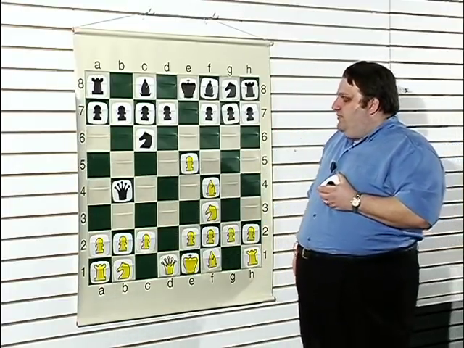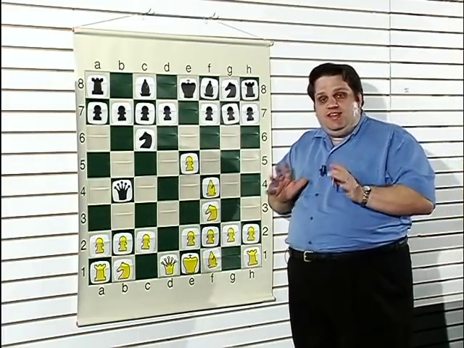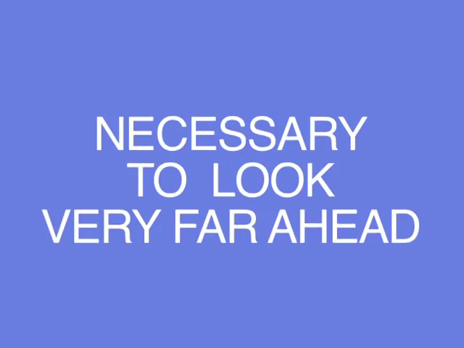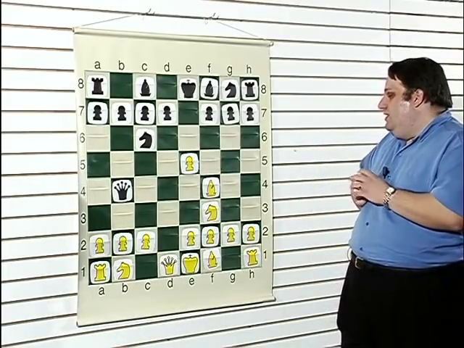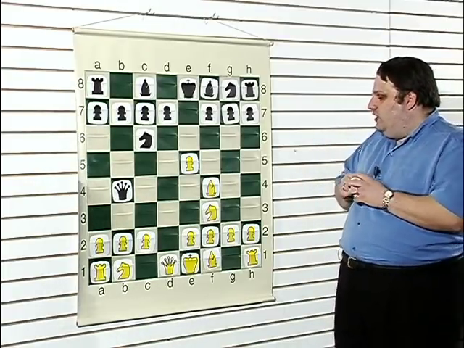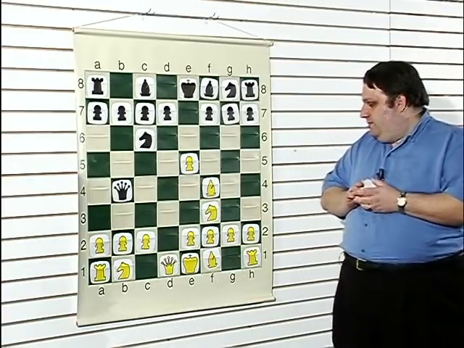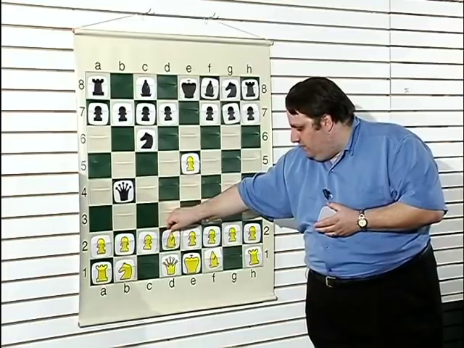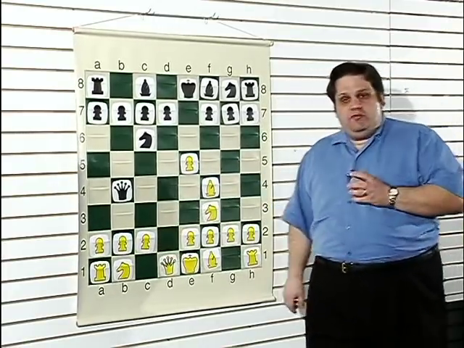What should white do? White has two ways to save his bishop. Unfortunately, it's necessary in this position to look very far ahead to see which move is better. If you're not willing to put the time into chess to look far ahead, you'll lose many games quickly. In this position, which two moves can white play to save his bishop? Did you find them? Bishop d2 is one move. The other move is queen to d2. Which move do you think is better?